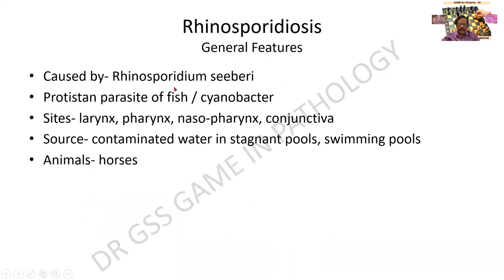The general features: it is caused by Rhinosporidium seeberi. It is a protistan parasite of fish or cyanobacteria. The common sites are larynx, pharynx, nasopharynx, and conjunctiva. The source of infection will be contaminated stagnant water in swimming pools, lakes and ponds. The other source of infection will be horses. It is also equally affected as man.